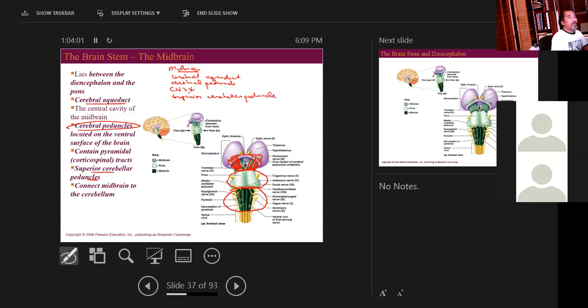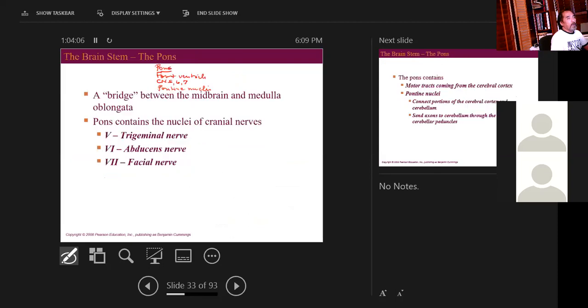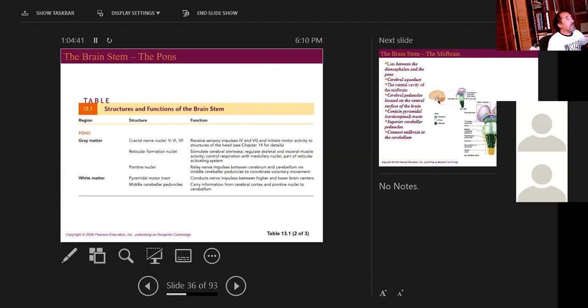I want to know if I have the peduncles for the pons. For the pons, you have the middle cerebellar peduncle connecting the pons to the cerebellum. The midbrain is connected by the superior cerebellar peduncle, connecting the midbrain to the cerebellum, and the medulla oblongata has the inferior cerebellar peduncle connecting it to the cerebellum.